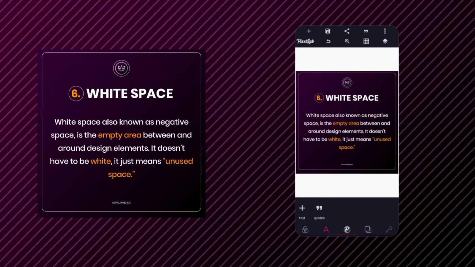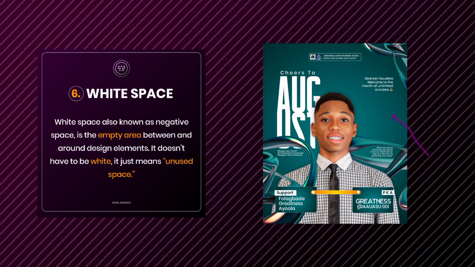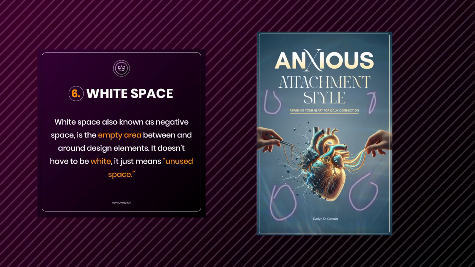White space, also known as negative space, is an empty area between and around design elements. It doesn't have to be actually white, but it means an unused space. Examples are margins around a page, gaps between images and text, and space between letters or lines.